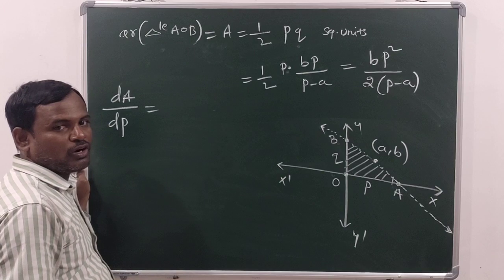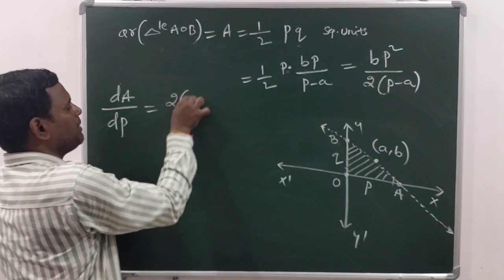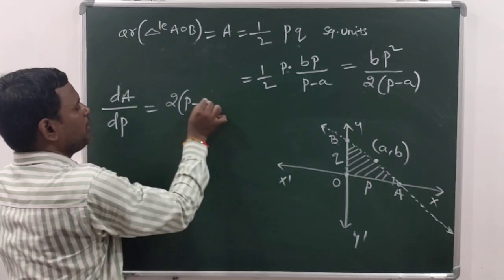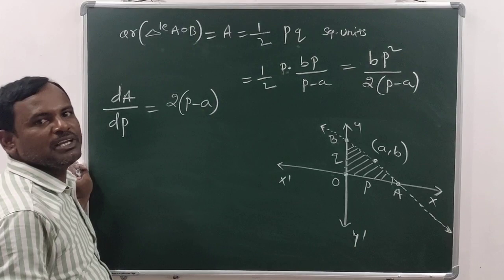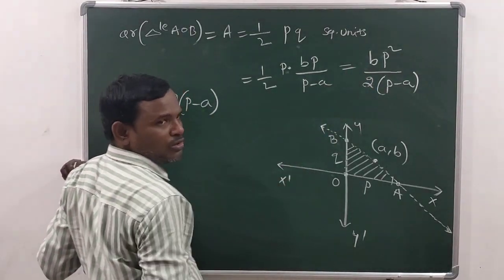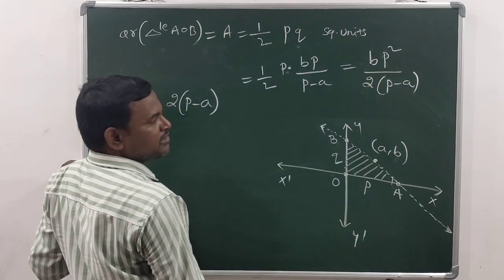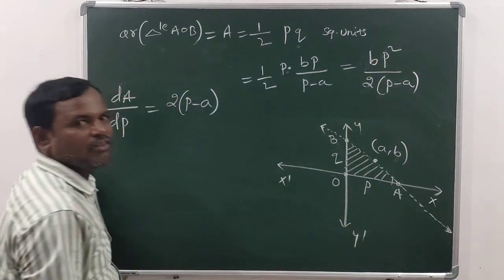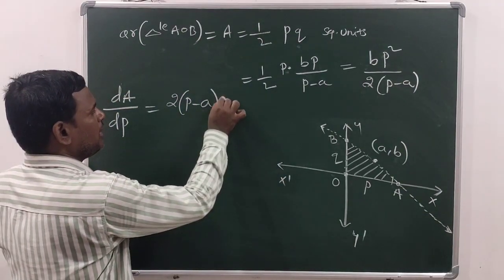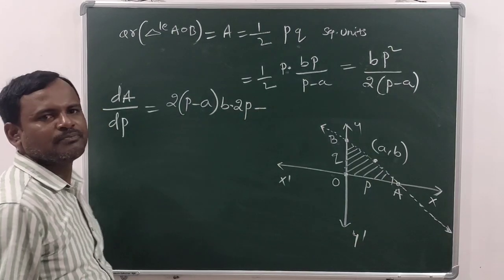So in u by v rule, what do we do? First we write here v, 2 into p minus a. Now differentiate b into p square. B is a constant, no? B means y coordinate of the given point. That is fixed, constant. Now variable is p square. Now differentiate it. So what do you get? B into 2p, you will get minus.